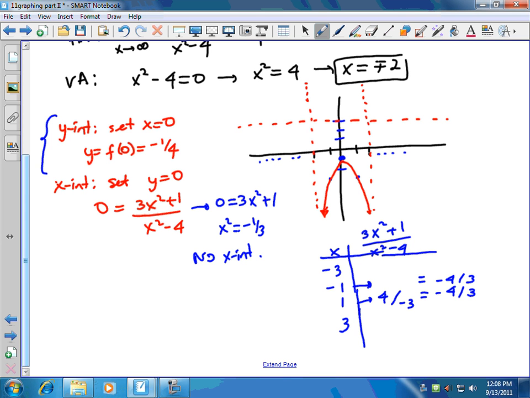So plugging 3 in, 3 times 3 is 9, 9 times 3 is 27, plus 1 we get 28, divided by 3 squared is 9, minus 4 is 5, so we're getting 28/5. And I believe this turns out to be 5.6. It's 5 3/5, right? And the other one, negative 3, will give you the same answer, 5.6. So roughly speaking, at negative 3, we have a point up here, and at positive 3, we have a symmetrical point over here.